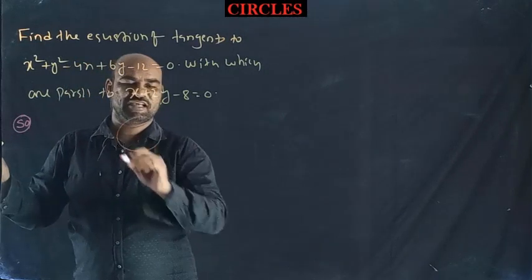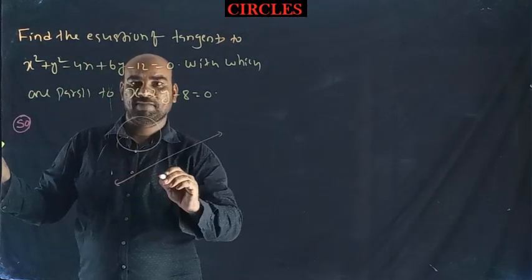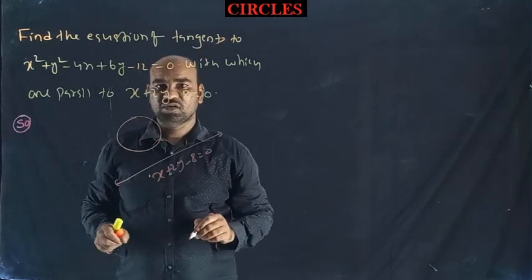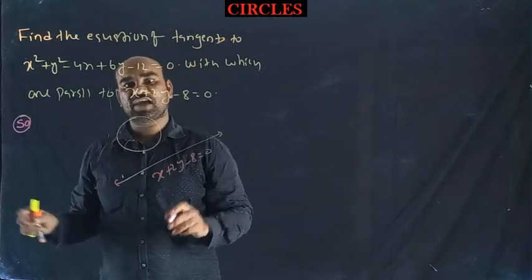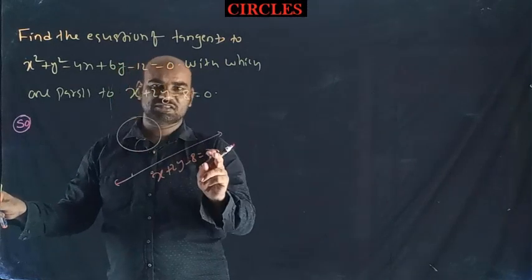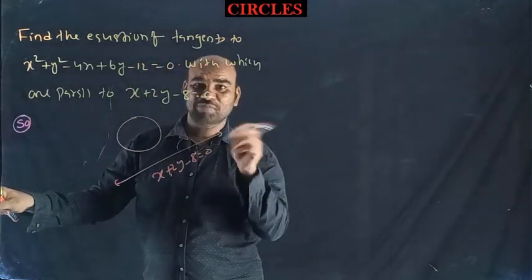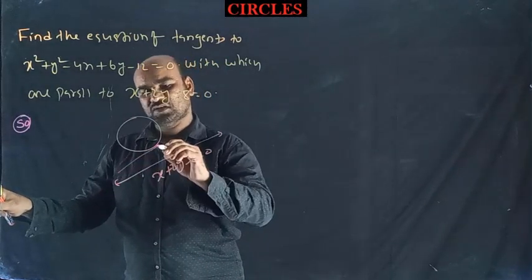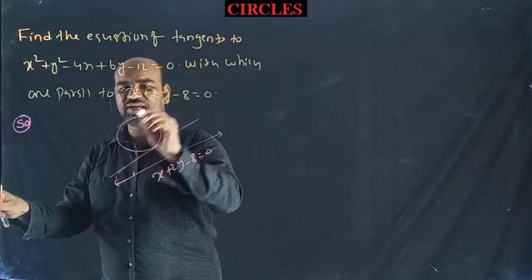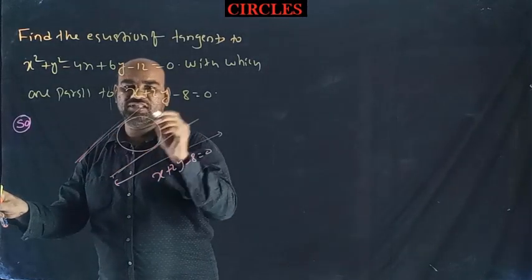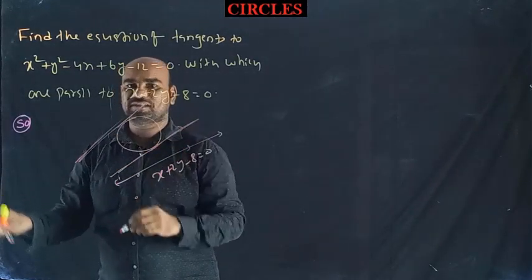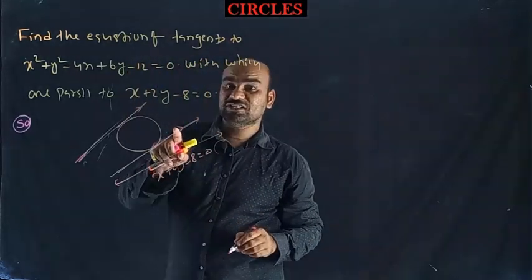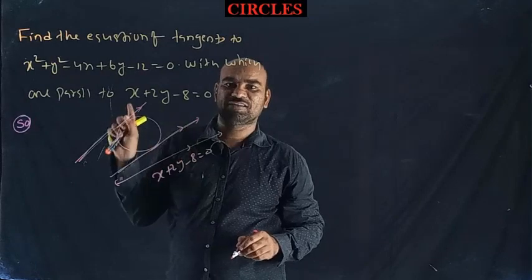A circle is given and a line is given: x plus 2y minus 8 equal to 0. Now we want to find the equation of tangents to this circle which are parallel to this line. Why I am saying "tangents" is because there exist two tangents. This is one tangent and this is another tangent. These three are parallel to one another. So the required tangent slope is equal to the slope of the given line.